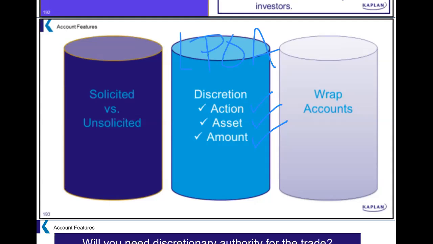However, let's say that you call me and you say, hey, Emma, could you buy me 100 shares of a really good tech stock? You haven't given me the amount, have you? Therefore, I would have to have discretionary authority over the account.